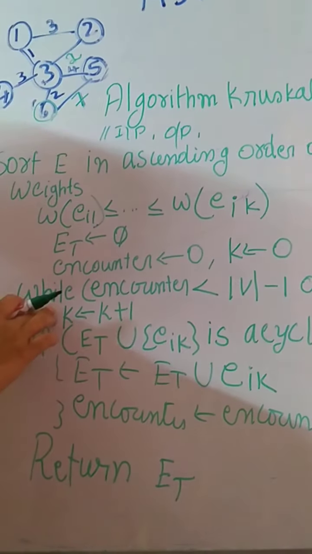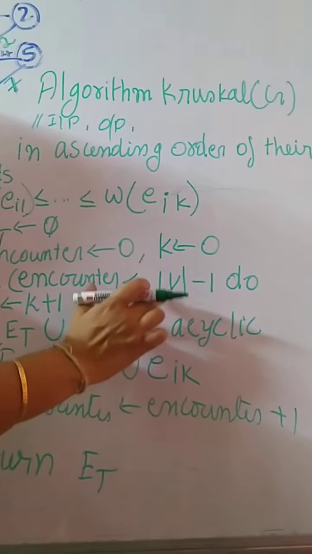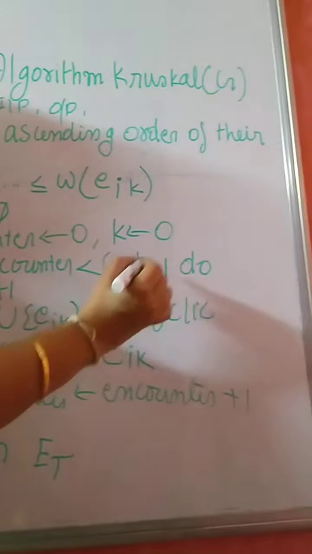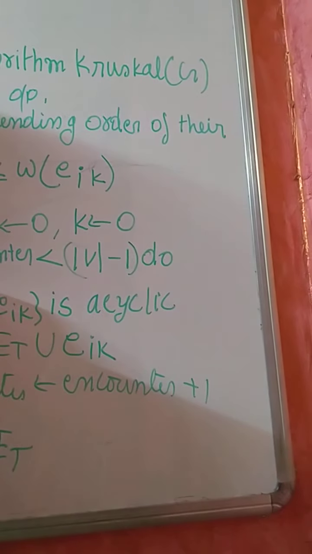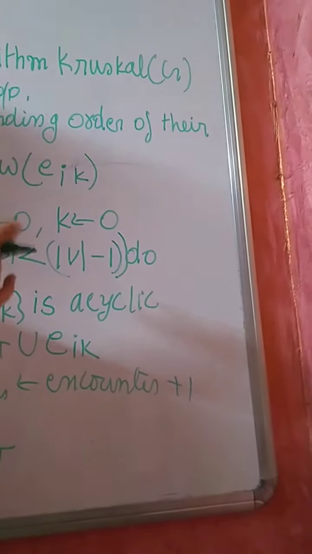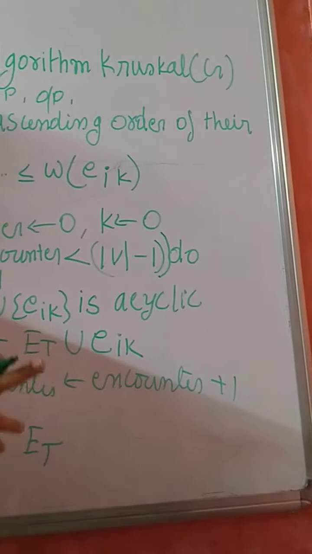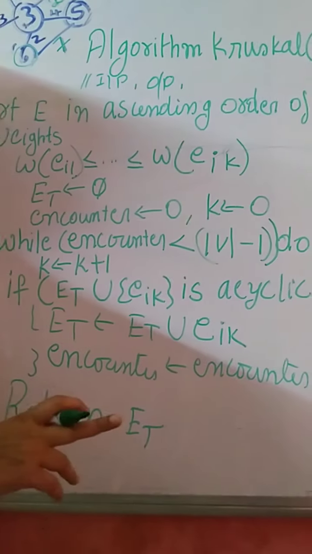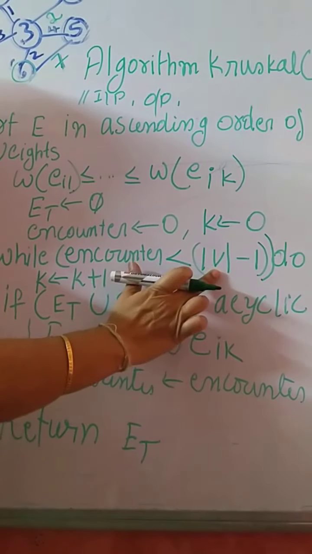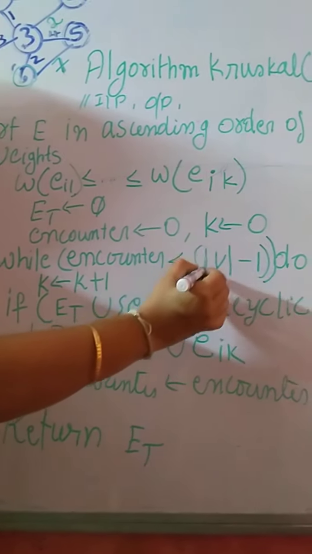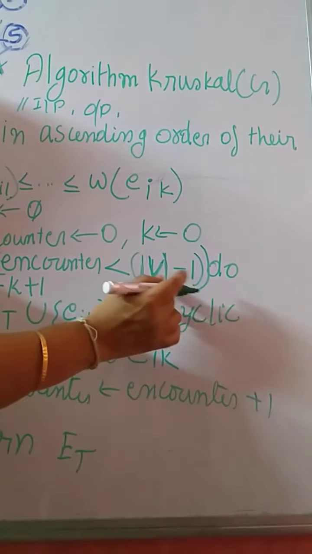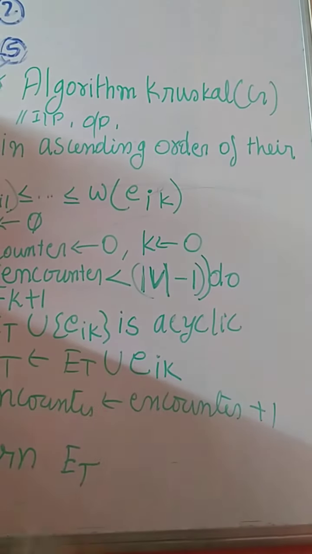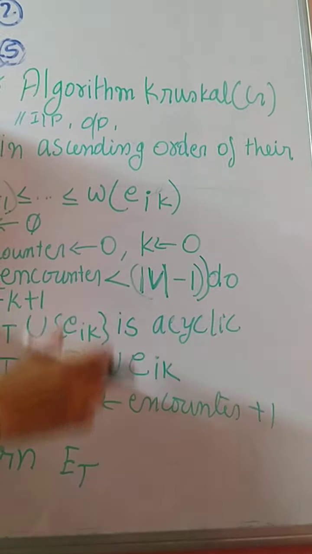Next, while ecounter is less than the number of vertices minus 1. As I told you already, our algorithm will stop when the number of edges in the MST is equal to the number of vertices minus 1. Correct? So this represents the number of vertices minus 1. Till our ecounter reaches the number of vertices minus 1, our algorithm will continue.